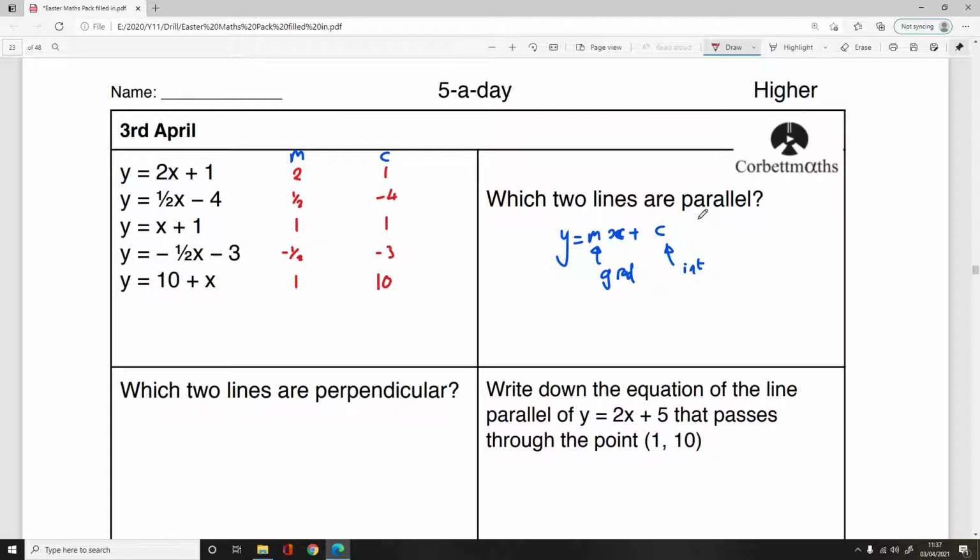So which two lines are parallel? It's the two that have the same gradient. So it would be y equals x plus 1 and y equals 10 plus x. There we go. Which two lines are perpendicular?